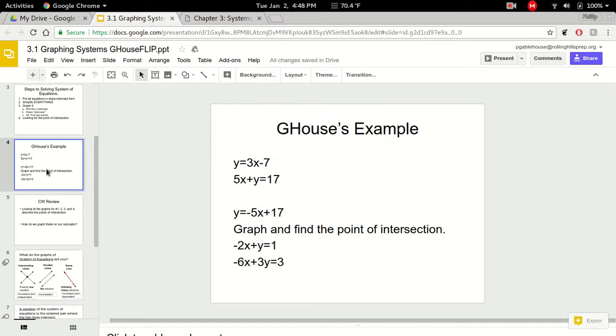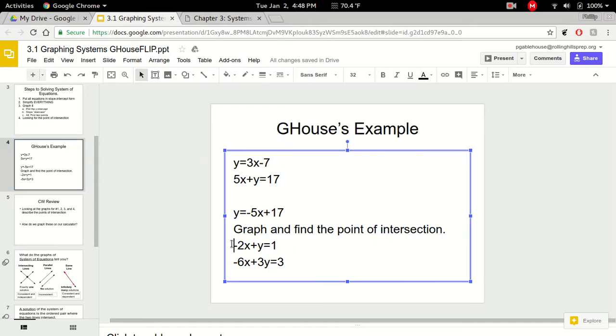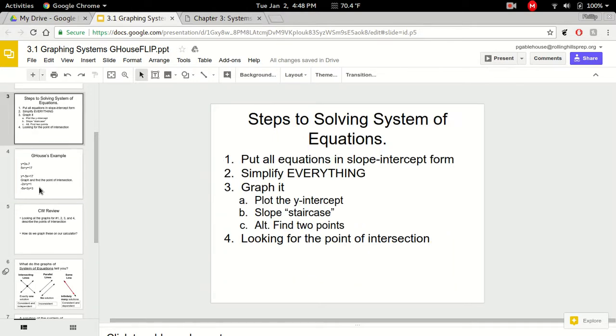Let's go back to my example for a second here. So let me get rid of some of the stuff here we don't need. I'll get rid of. Hey, stop it.